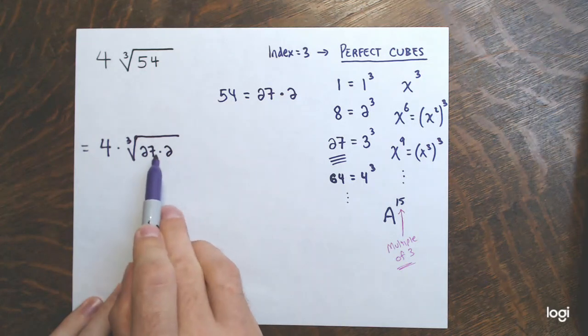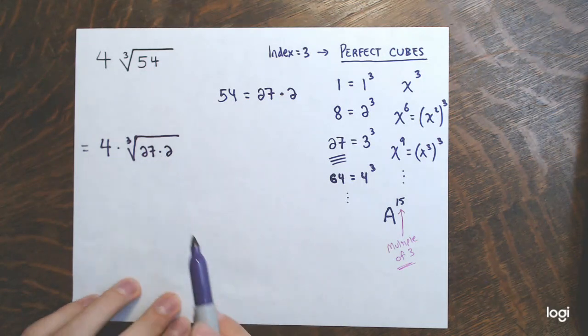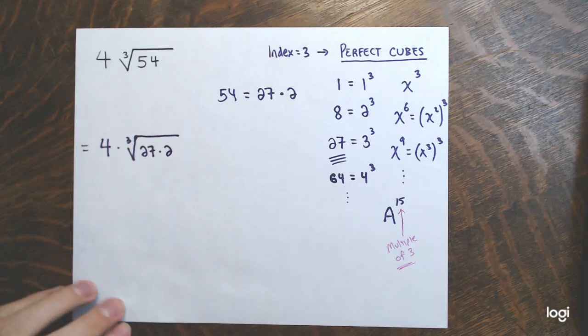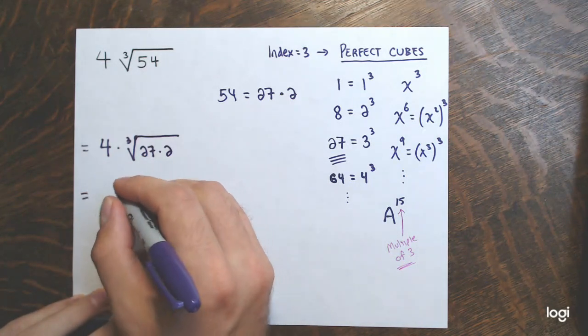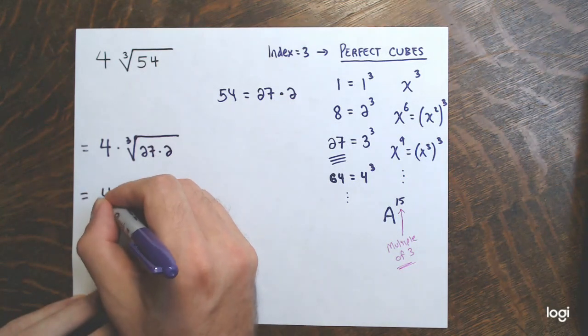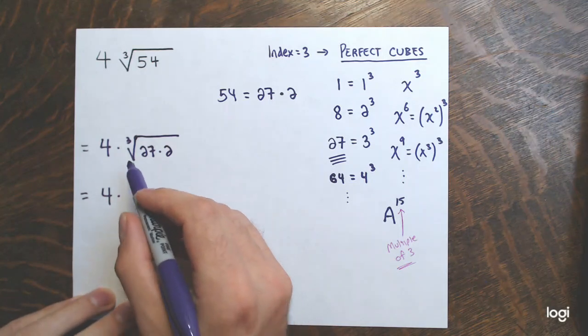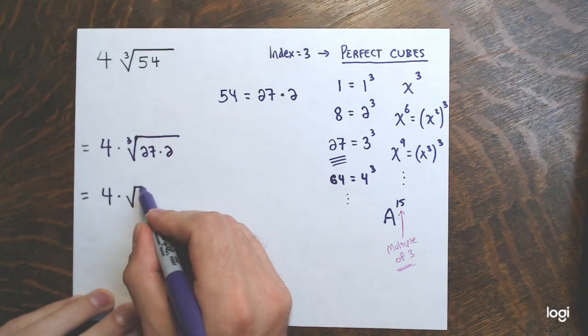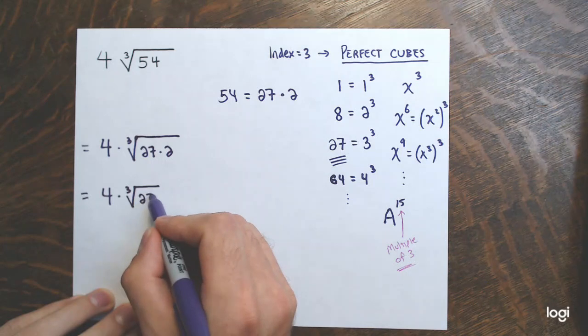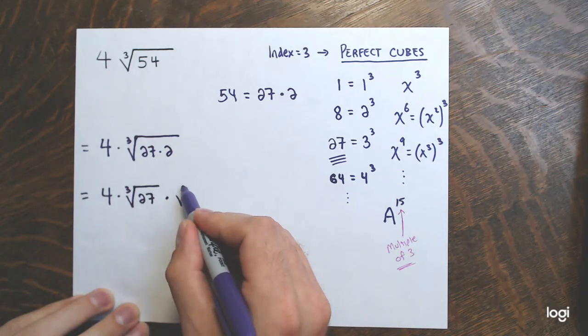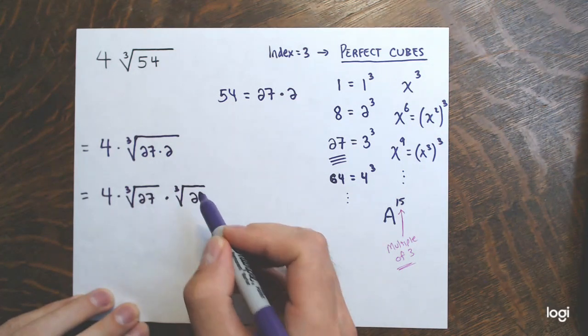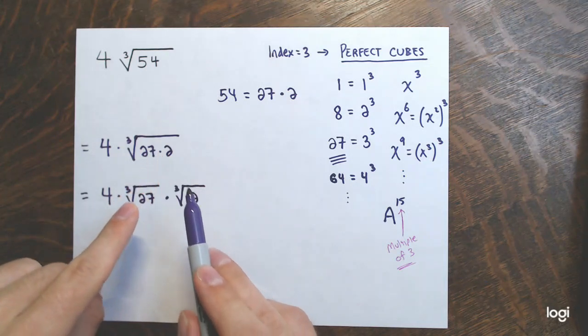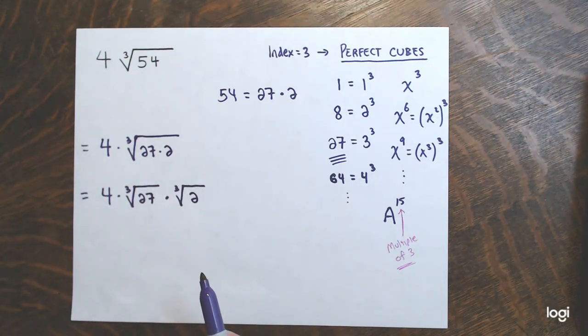And then this cube root of 27 times 2, I can use that product property for radicals now and break it up. So this is still 4, still got this 4 out here, times the cube root of 27 times the cube root of 2. All right, and again, that was just using that product property for radicals.